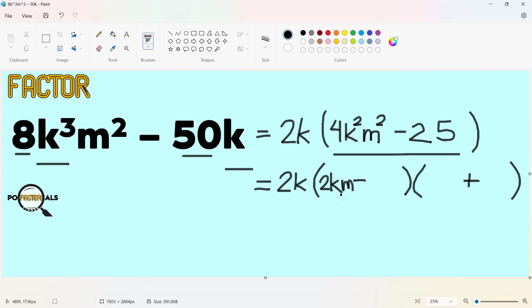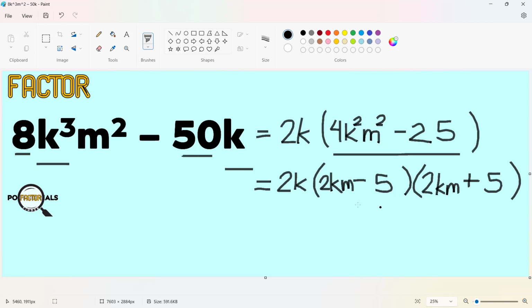So we have 2km, not 2 kilometers, okay? We are not talking about units here, but variables, 2km. The same thing here as well, 2km, but here plus, earlier it was minus. Now for the second term, take the square root of that. We have 5, and here you also have 5.